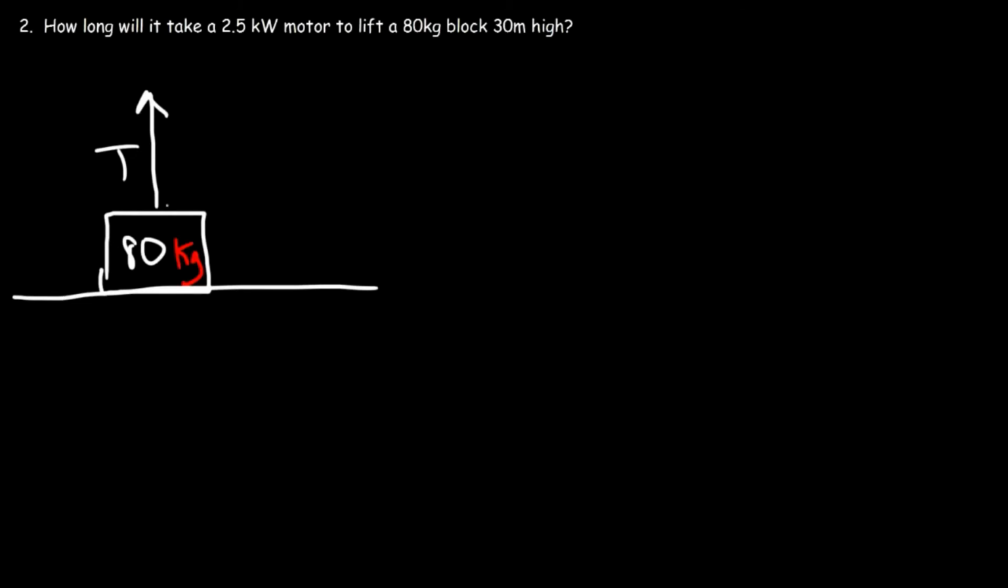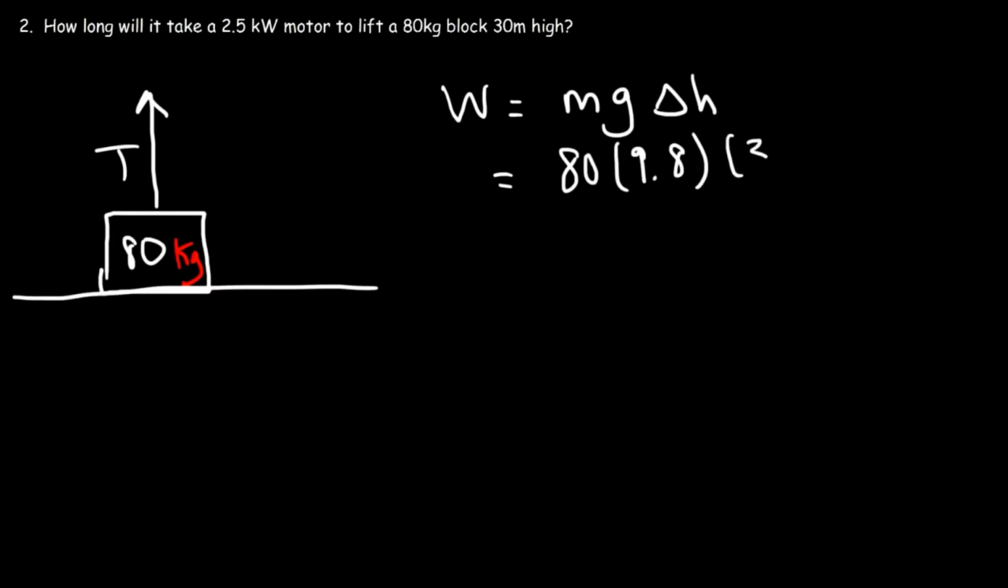First, let's calculate the work required to lift the object 30 meters high. We're going to use the same formula, mg delta h. So it's 80 kilograms times 9.8 times the height of 30 meters. That's going to be 23,520 joules. That's the work required.